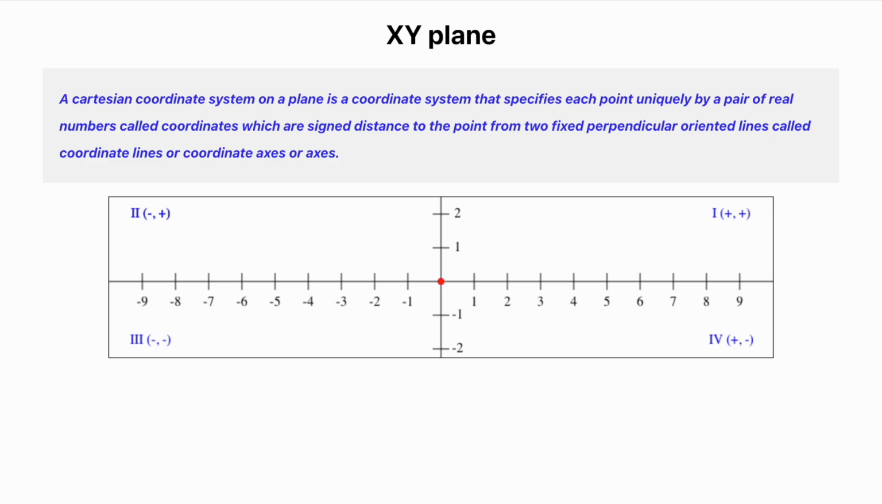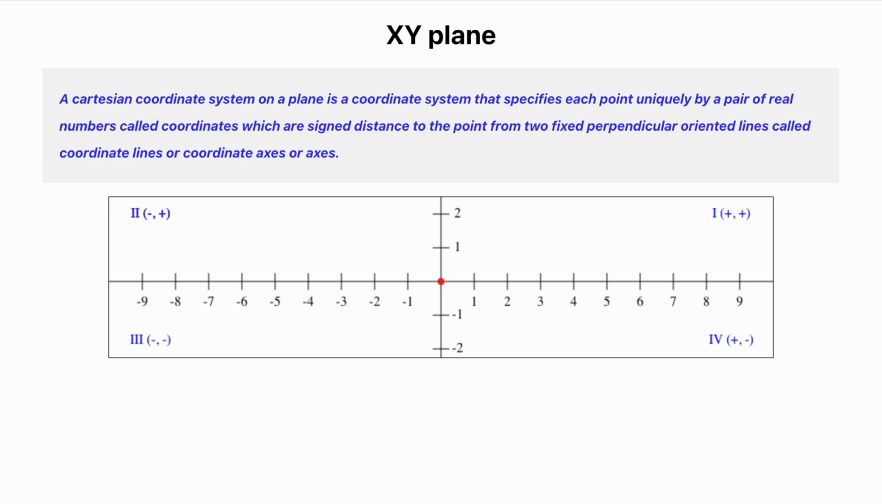After fixing the origin, we can draw two perpendicular lines, horizontal and vertical, passing through the origin called x-axis and y-axis respectively. Both axes have the same unit length. There are four quadrants in the xy plane. First quadrant is at the top right, which has positive x-axis and positive y-axis. Second quadrant is at the top left, which has negative x-axis and positive y-axis. Third quadrant is at the bottom left, which has negative x-axis and negative y-axis. Fourth quadrant is at the bottom right, which has positive x-axis and negative y-axis.